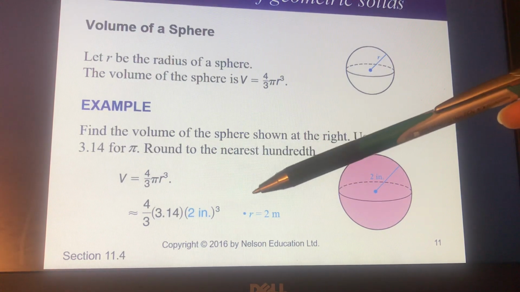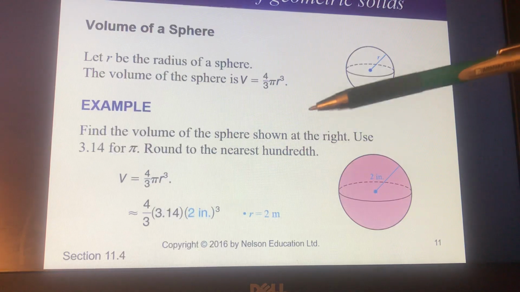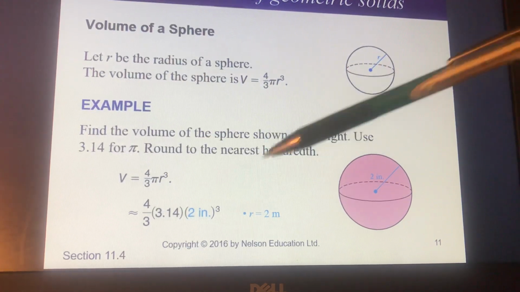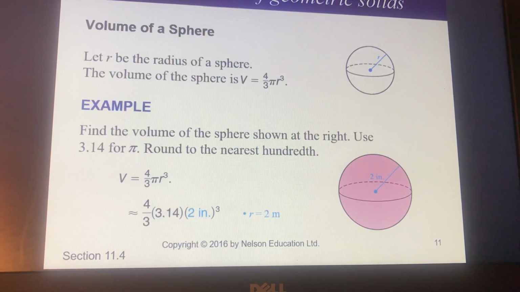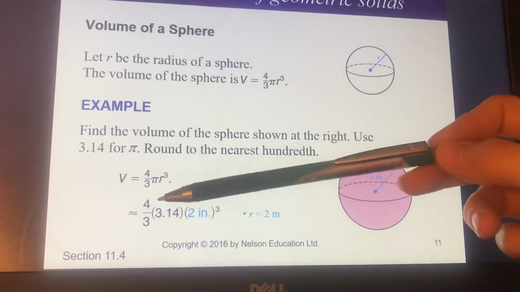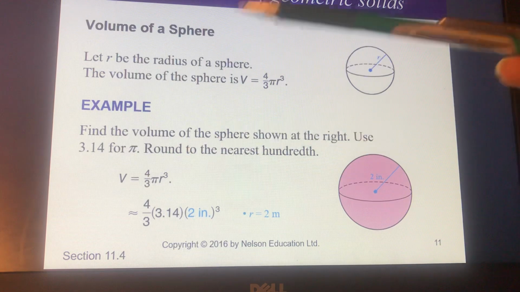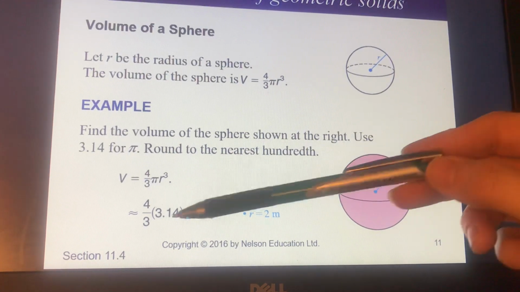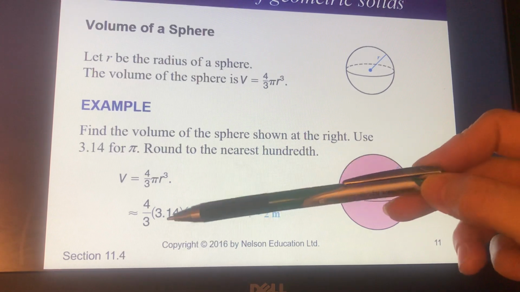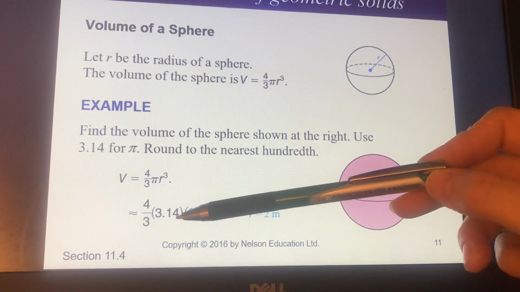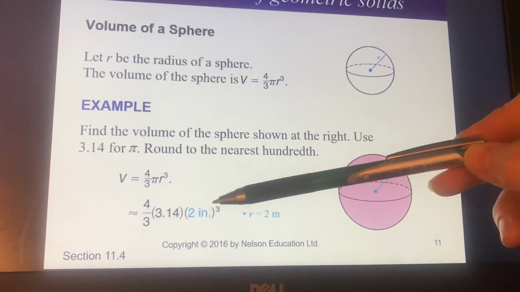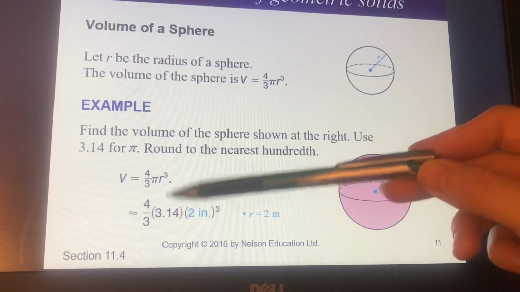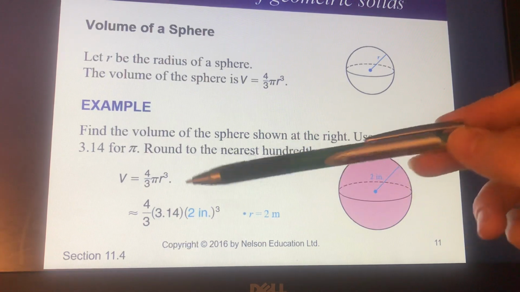Do you remember the circumference? 2 pi r. We had r to the power of 1. Do you remember the area of a circle? Pi r squared, r to the power of 2. For the sphere, we have 4 over 3 pi r cubed, r to the power of 3, for the volume. So first, we're going to write this one down. For pi, you can write down 3.14 or the fraction 22 over 7. So we're going to plug in the value of pi and the radius.